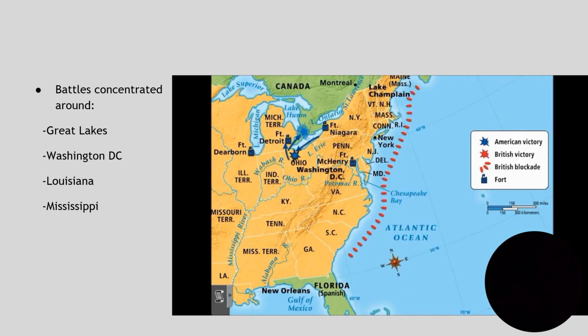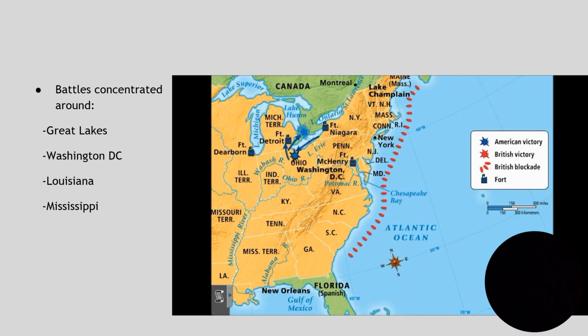Here's a little diagram of the war itself. The battles concentrated around the Great Lakes. Most of our fights happened around the Great Lakes because Great Britain was coming from Canada into our country. These little dots over here along the east coast is the British blockade. They did not allow us to leave or come in.